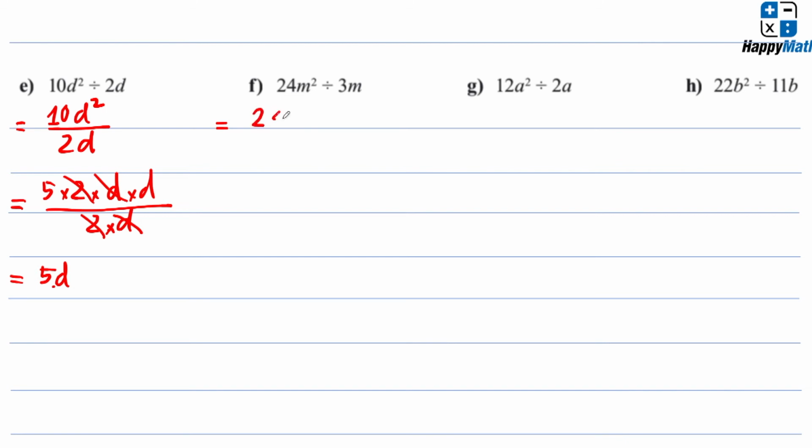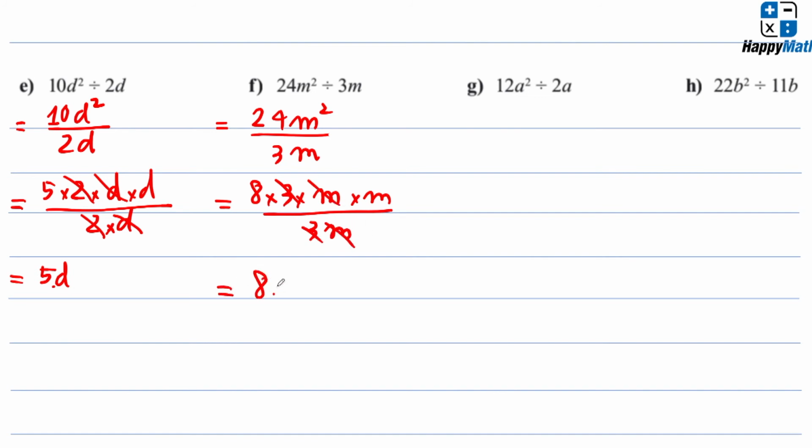The next one, 24m squared divided by 3m. So 24, I wrote it like 3 multiply 8 multiply m and divide by 3m. 3 and 3 we can simplify. m and m you can simplify. So 8m we can write as the final result like this.